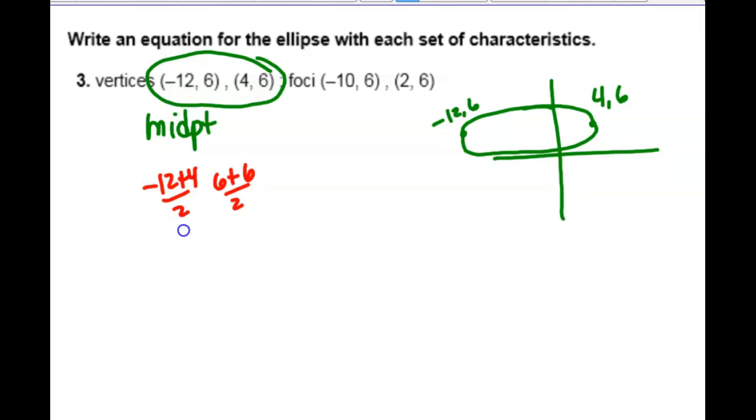So this is negative 8 over 2 is negative 4, 12 over 2 is 6. So there's h and k because it's the midpoint. That making sense? Okay, what else can we do?